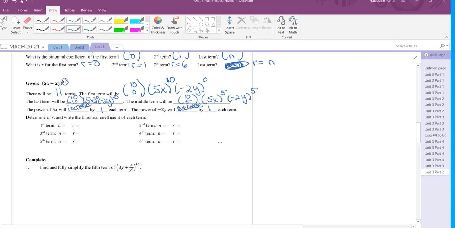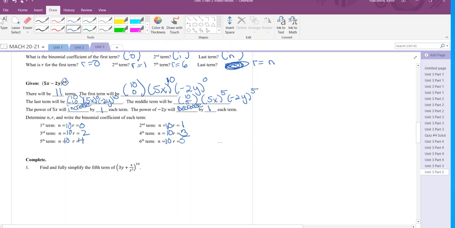So for example, the first term, notice the n here will be 10, the r would be 0. The second term, n 10, r 1. The third term would be n 10, r 2. Fourth term, n 10, r 3. And then it's 10 and 4, and then 10 and 5.